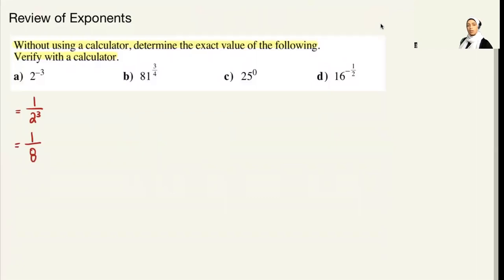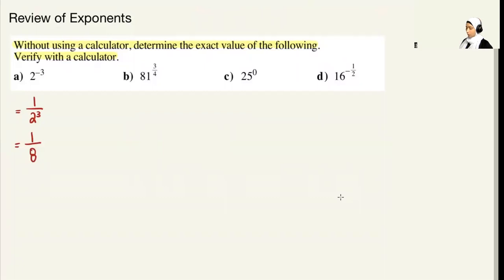Remember, an exact value can't be represented as a decimal. An exact value means if you have a fraction, you leave it as a fraction. If you have a radical, like a square root, you leave it as a square root if it can't simplify, okay? All right, let's do the next one.